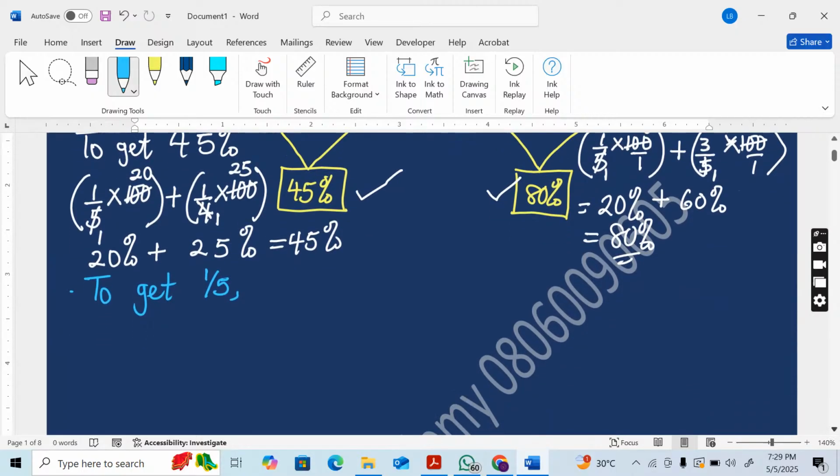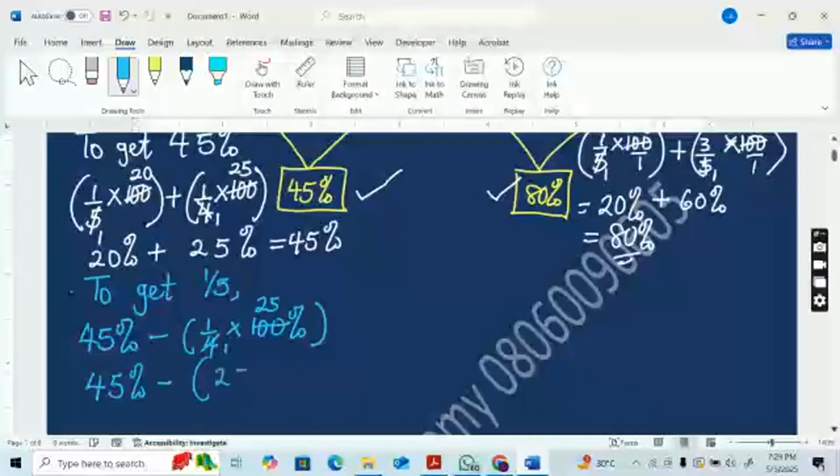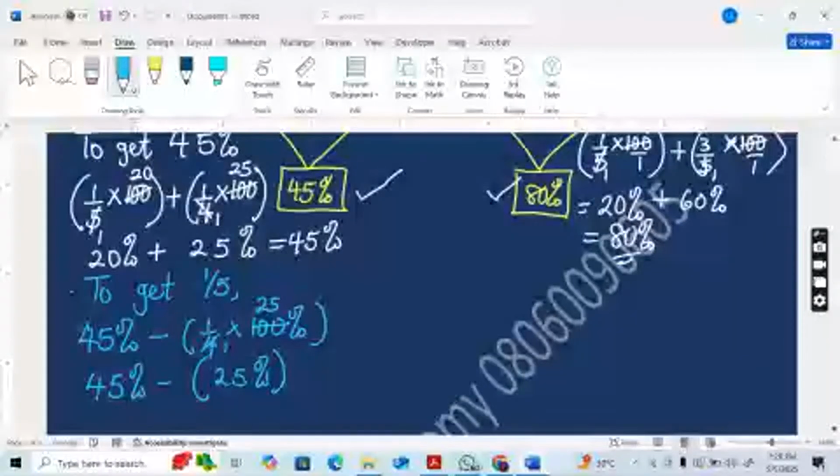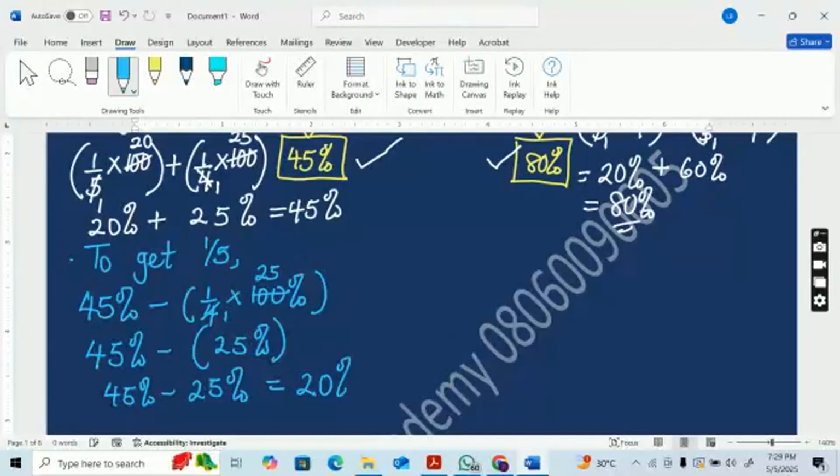So that would be 45% minus, in the bracket, 4 divides 100, that is 25. So 1 times will give us 25%. So 45% minus 25% will give us 20%.